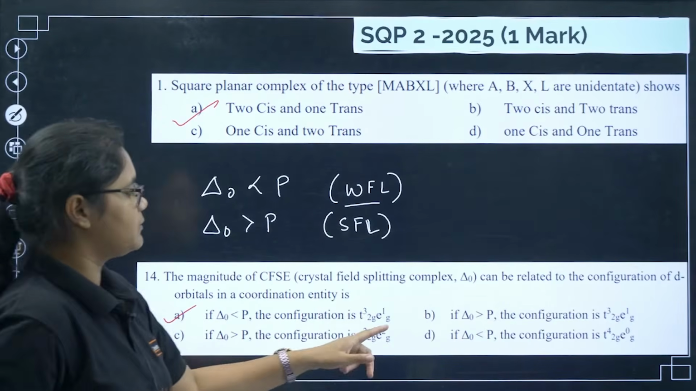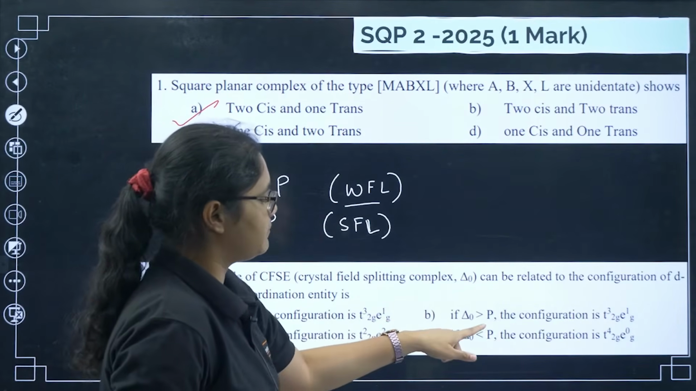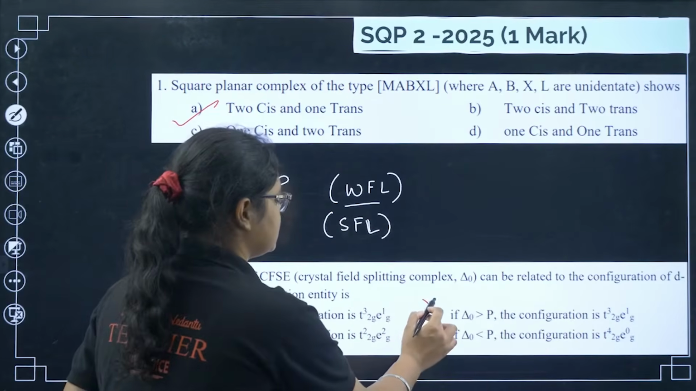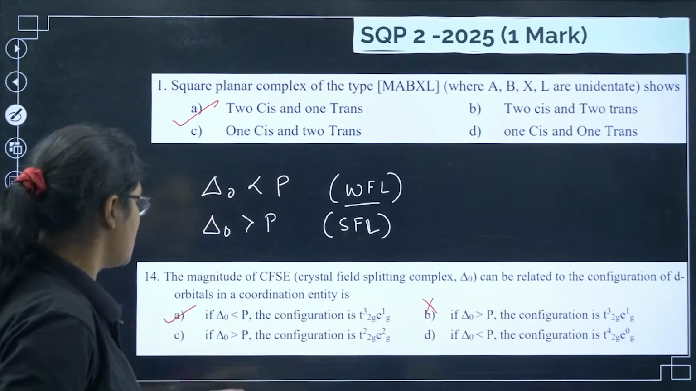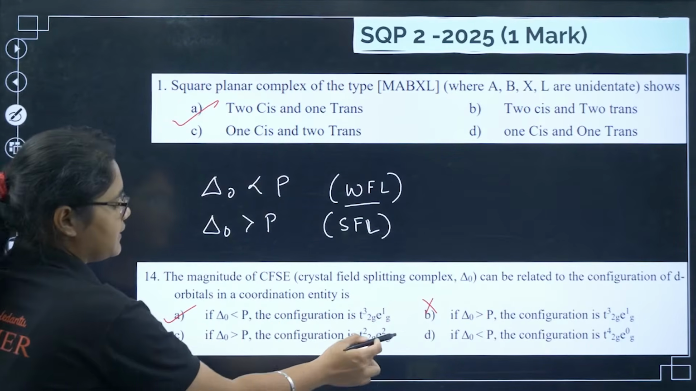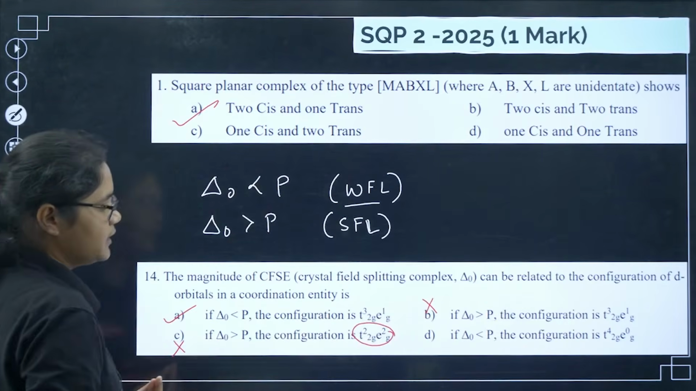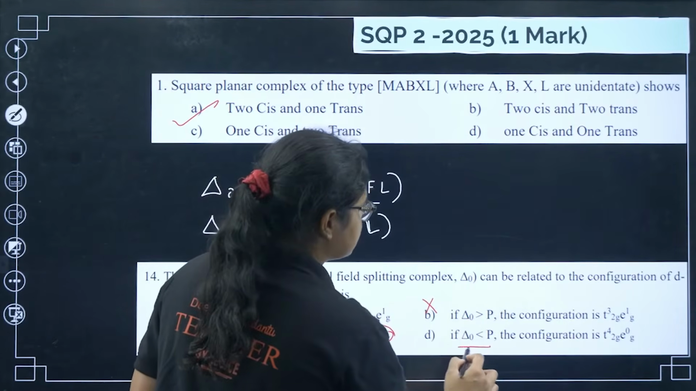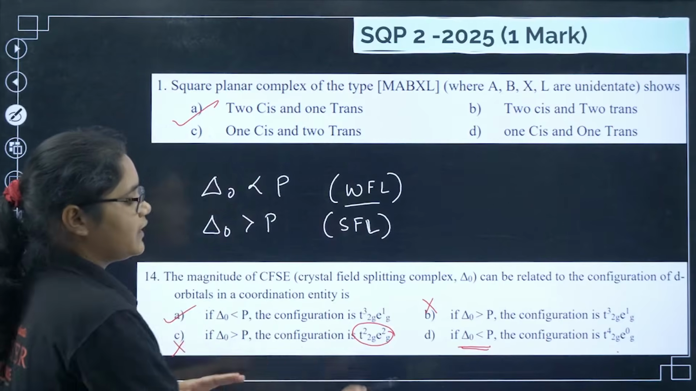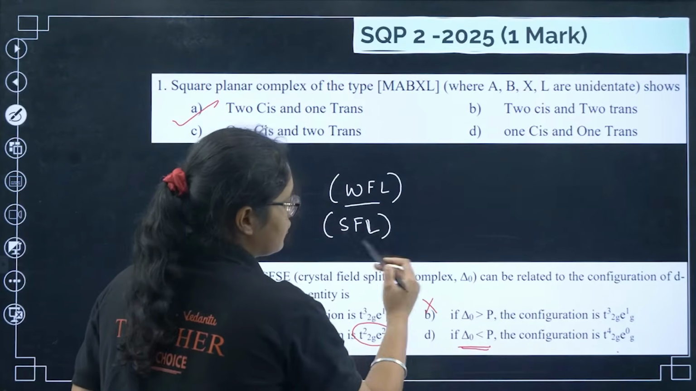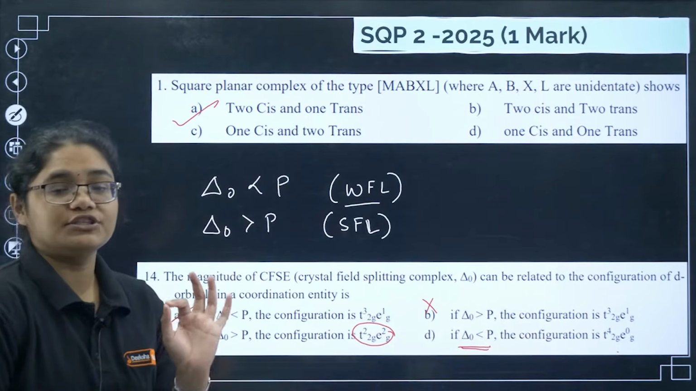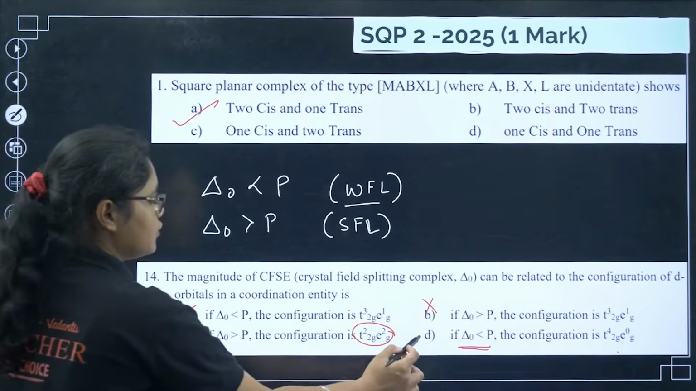Now let's see option number B. If delta O is greater than P, then the configuration should have t2g4. And if delta O is less than P, then t2g4 is also incorrect. If delta O is greater than P, then it is a strong field ligand and you will get t2g4 eg0. So this is also incorrect.